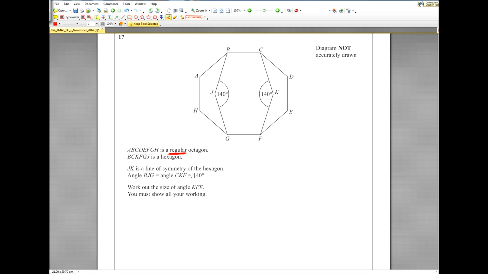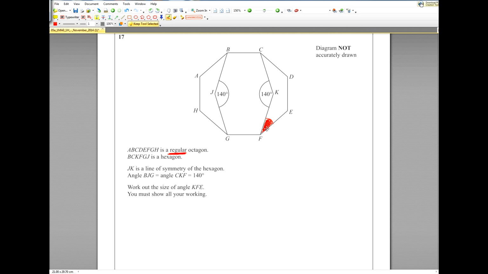So we need to work out the angle. Which angle do we have to work out? KFE, not KFC. That's a completely different angle. Yeah, KFE. This is KFE here. This angle here, this KFE.